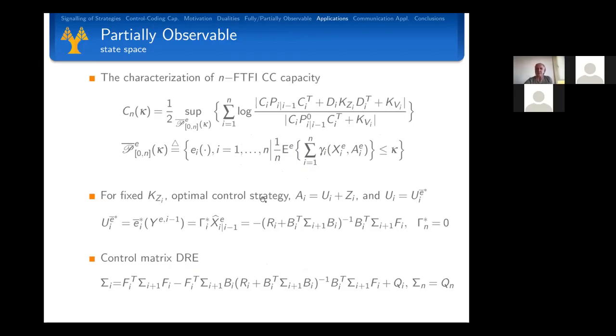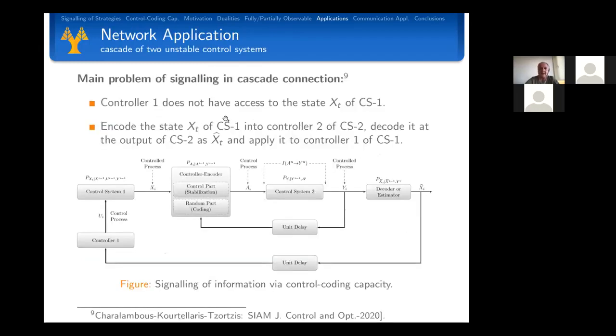And then, of course, you have to optimize this quantity, which hopefully, with some recent work that turned this problem into convex optimization problems, one would be able to solve. I don't know. There is another application we did where we have two systems in cascade, and we wanted to see whether we can encode for control system 1 the output into a control strategy, use control system 2 to transmit information, decode, and then control system 1. Anyway, this is done.